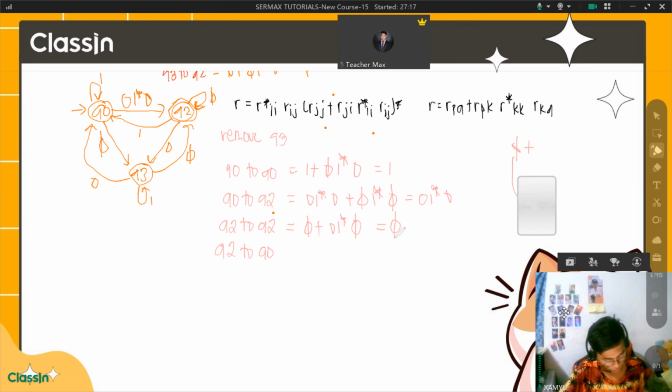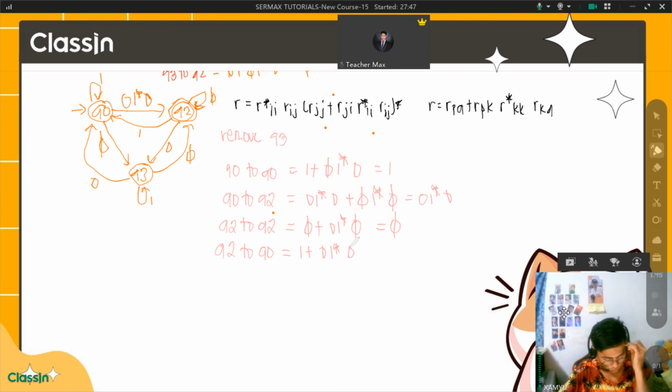So we're done with that. Q2 to Q0 will become Q2 to Q0, that is 1, plus Q2 to Q3, that is 0, Q3 to Q3, that is 1 star, and then Q3 down to Q0, that is 0.